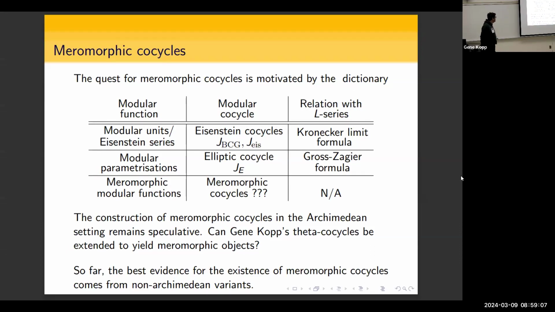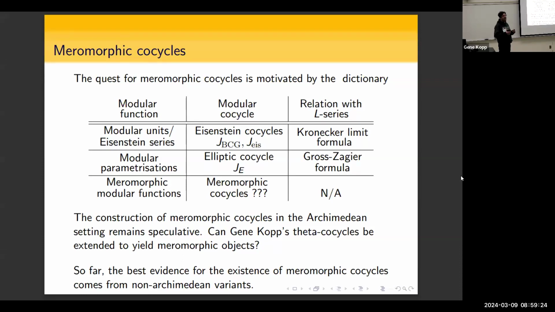Now, so far, the best evidence I can offer, and the reason why this is not just a kind of empty speculation, is that there is good evidence for the existence of these meromorphic cocycles and their desirable properties in the non-Archimedean setting.